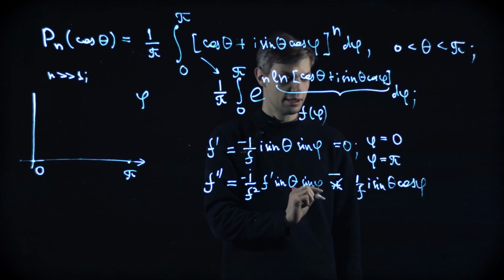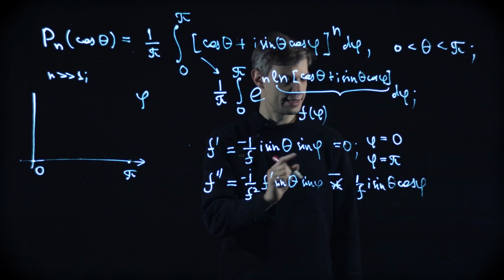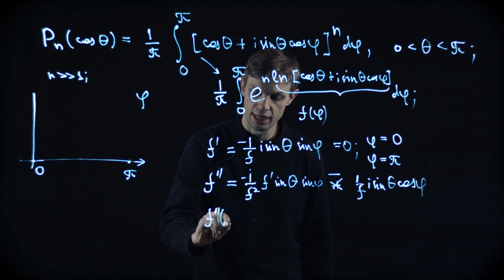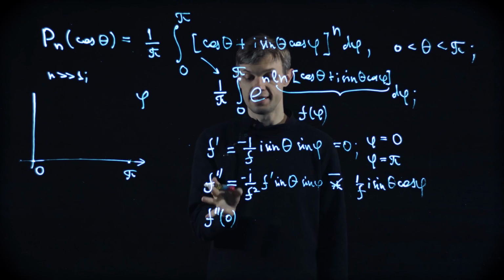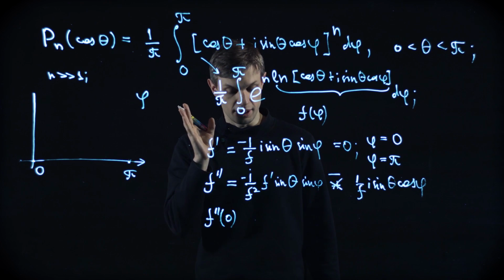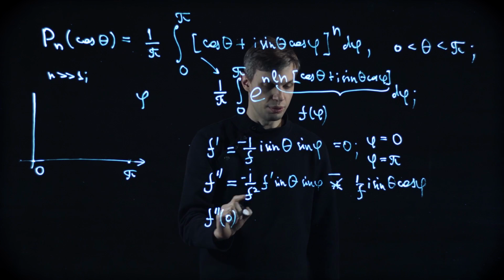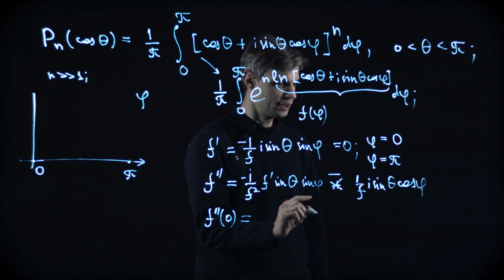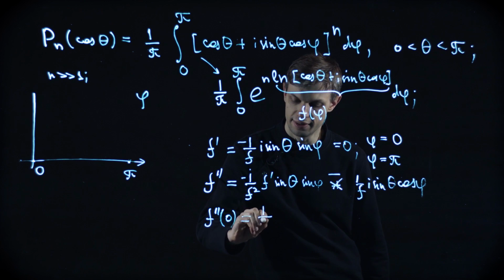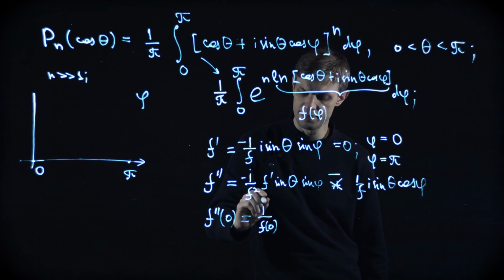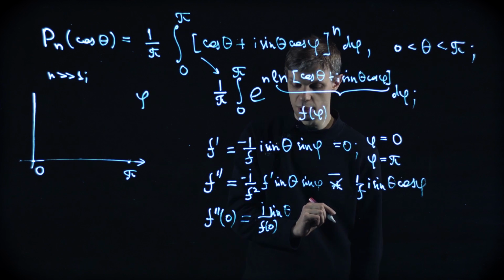So we need the second derivative at 2 points, 0 and pi. Let's compute the second derivatives at 0. Why do we need these values? Because these second derivatives help us to find the steepest descent directions. So f prime prime of 0 is simply 1 over f at 0, times i times sine theta, and cosine of 0 is 1.